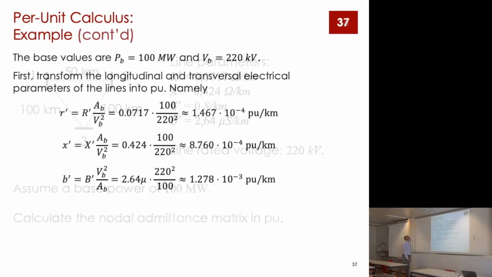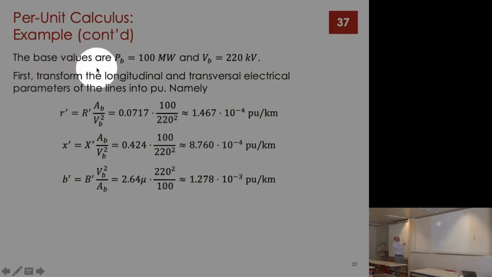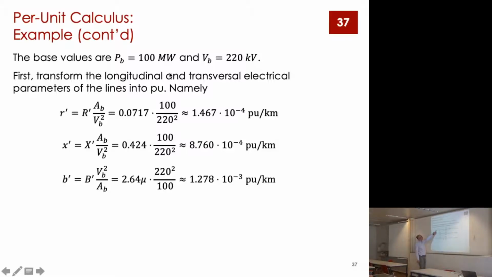It's very easy. I compute the base: AB is 100 megawatt, VB is 220 kilovolts. The R prime, this is the per unit longitudinal impedance of my lines per unit of length, is just equal to R prime times AB over VB squared. These were ohms per kilometer, and these are now per unit per kilometer. The same thing I do for X prime and for B prime. So these are adimensional values per kilometer for the longitudinal resistance, longitudinal reactance, and shunt capacitance.